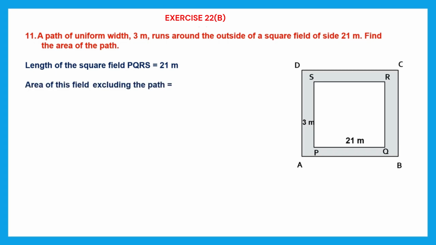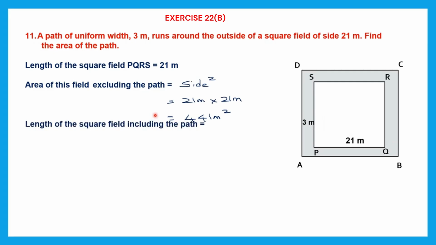Area of this field excluding the path will be side square, isn't it? Area of a square is side square and side is 21 meters into 21 meters. So we have to multiply both. 21 into 21 is equal to 441. So this is 441 meter square. So we have found the area of this portion alone, and this is excluding the path. That's why we have written area of this field excluding the path. So without including the path, we have found the area of this.